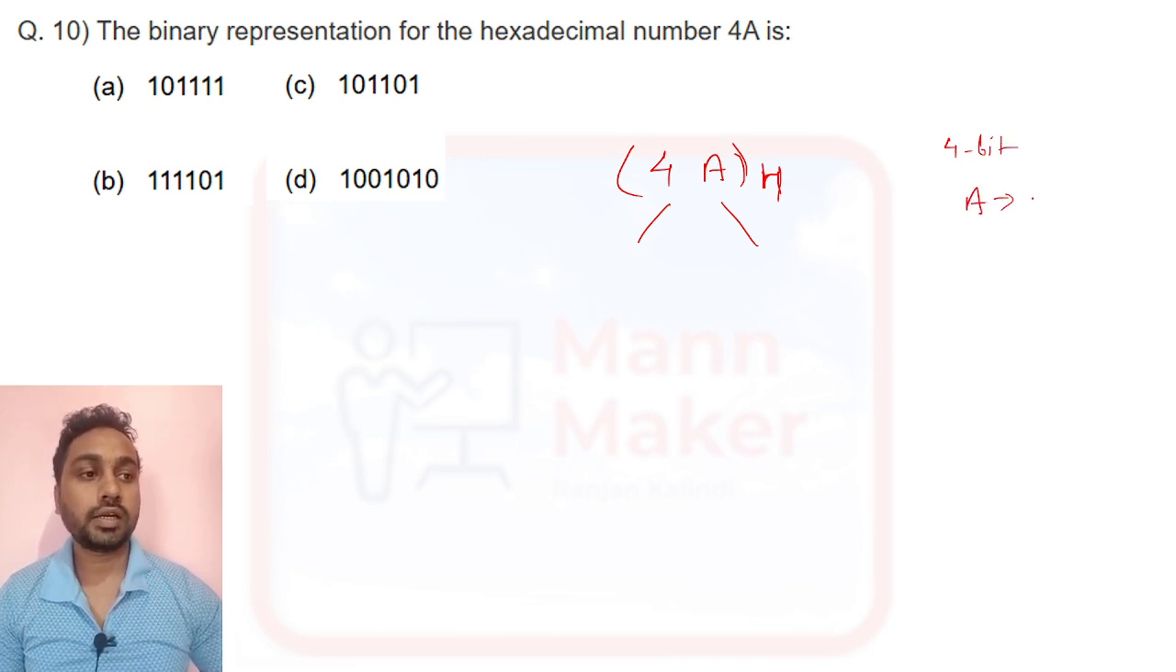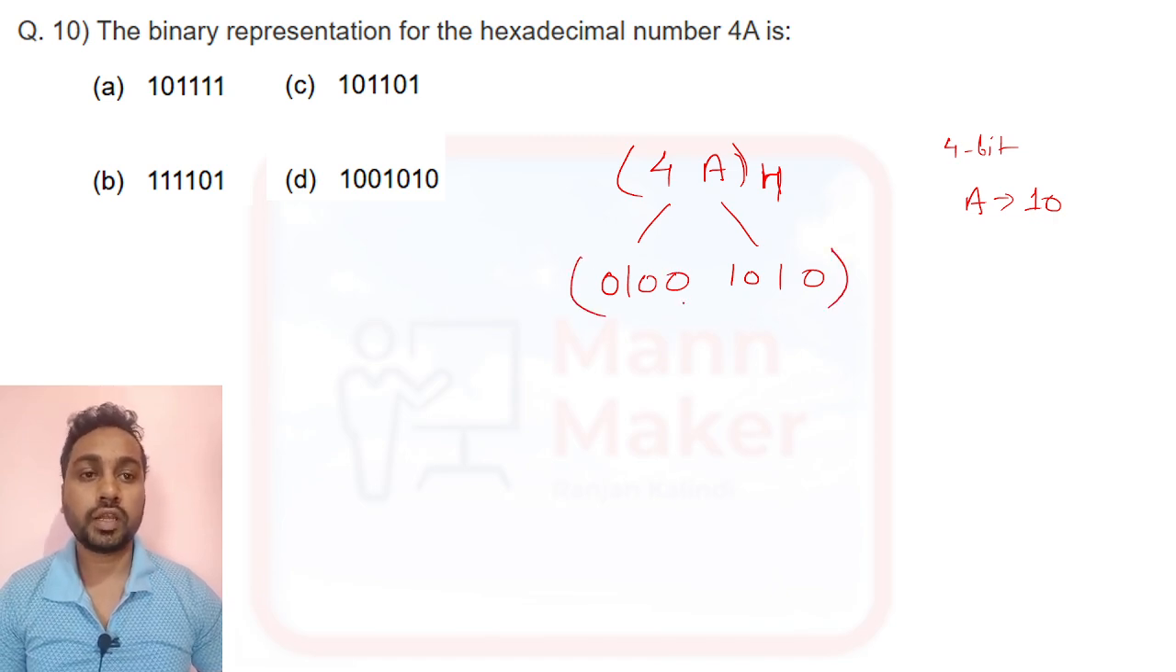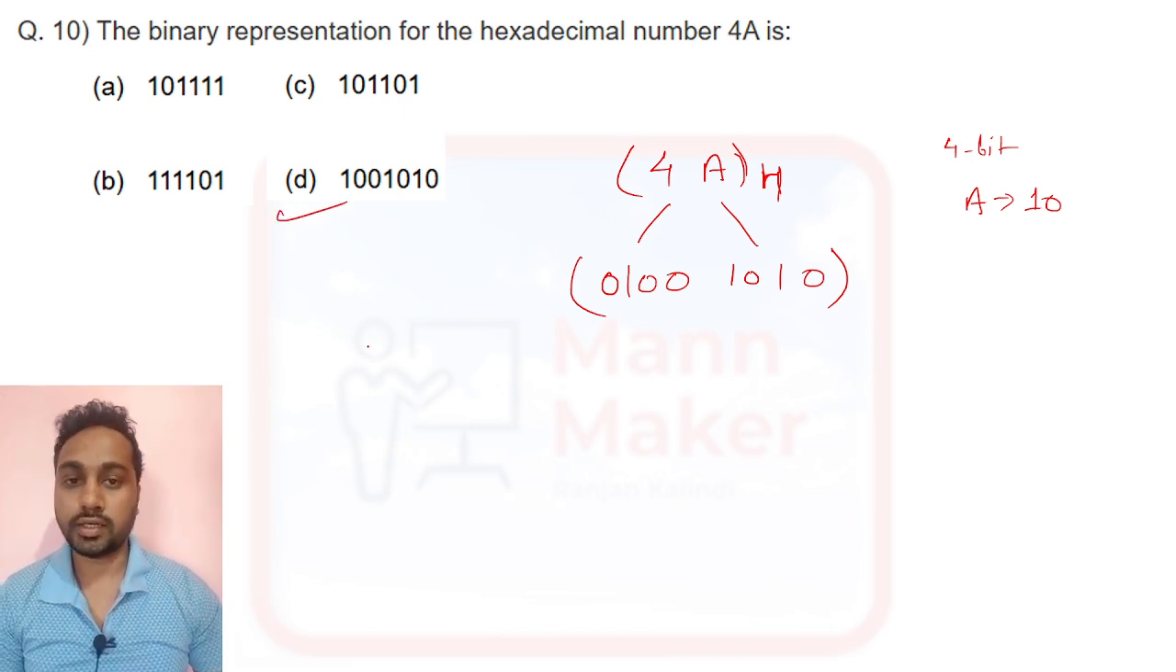A is nothing but 10. How do we write 10 in binary? 1010. Then how do we write 4 in binary? This is 0100. So this is the representation of 4A. Option D is your right answer.